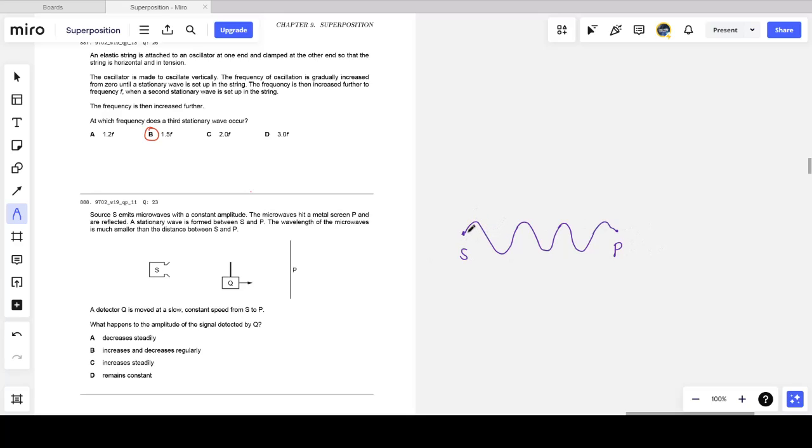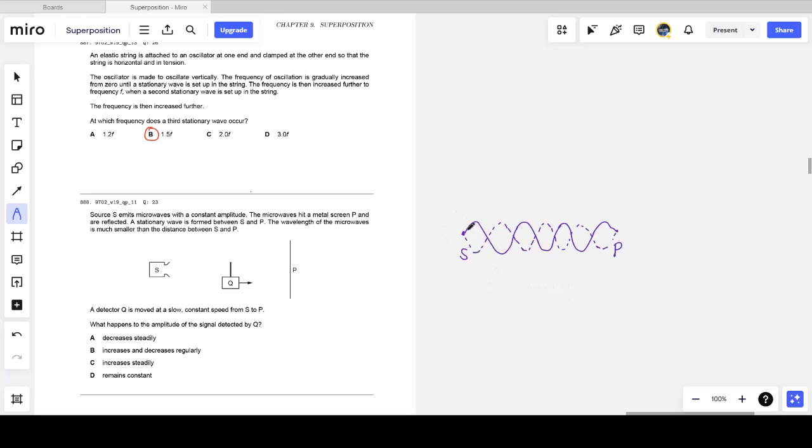It doesn't really matter if we have a node or an antinode at S, but this is what the standing wave would look like. And so we have these microwaves creating a standing wave because they're reflecting between S and P. And then we move the detector Q from S to P at constant speed very slowly. And we want to know what happens to the amplitude as Q moves from left to right.